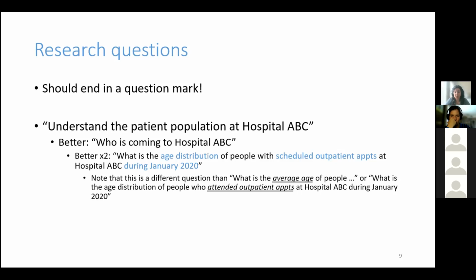I do just want to note that this research question is a different research question than what is the average age of people with scheduled outpatient appointments, or what's the age distribution of people who attended outpatient appointments versus scheduled, right? So every word that made it into this research question was meaningful in terms of how my variables were defined and how I would measure them. And it's not that one's better or worse than another. It just depends what you're interested in knowing.